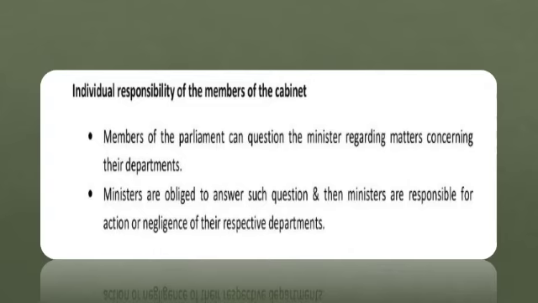Next, the individual responsibility of the members of the cabinet. Though the ministers are collectively responsible to the Lok Sabha, they are individually responsible to the head of the state. The ministers hold office during the pleasure of the President. What does it mean? It implies that ministers are liable to be dismissed by the President for their undesirable activities.